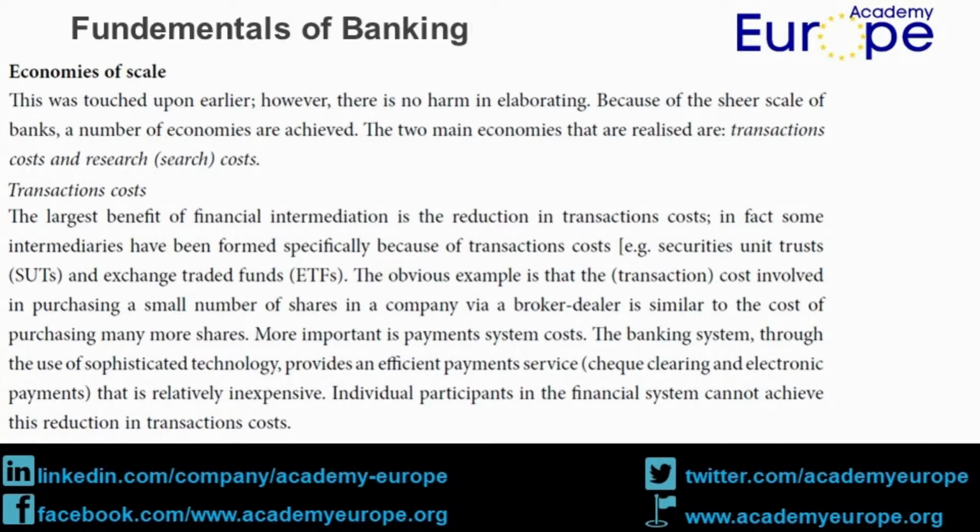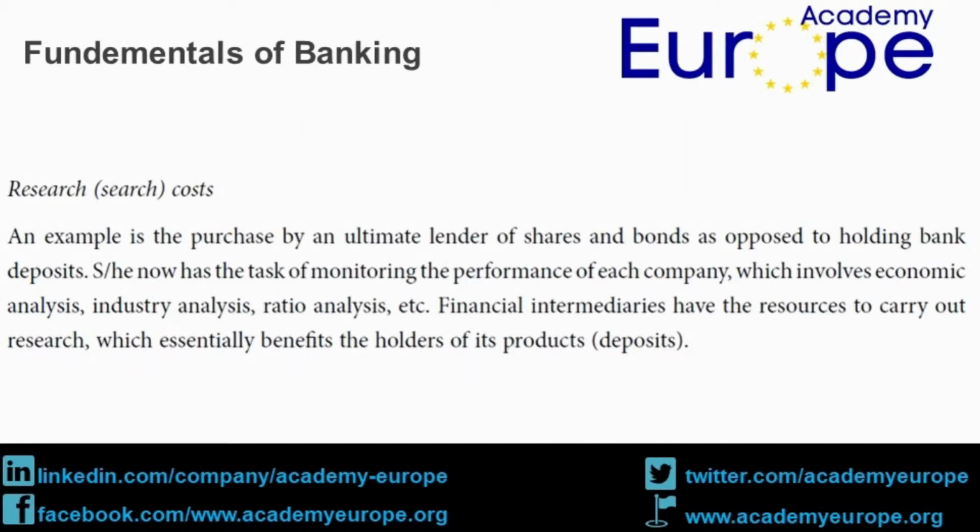More important is payments system costs. The banking system, through the use of sophisticated technology, provides an efficient payments service, check clearing and electronic payments, that is relatively inexpensive. Individual participants in the financial system cannot achieve this reduction in transactions costs. Research costs. An example is the purchase by an ultimate lender of shares and bonds as opposed to holding bank deposits. She now has the task of monitoring the performance of each company, which involves economic analysis, industry analysis, ratio analysis, etc. Financial intermediaries have the resources to carry out research, which essentially benefits the holders of its products, deposits.